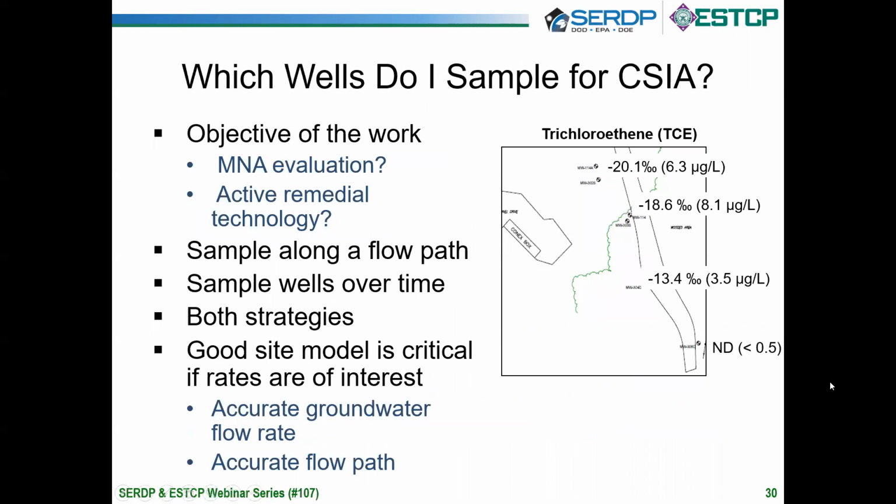Okay, so which wells do I sample? What's a strategy? Part of that has to do with the objective of your work. Is this an M&A evaluation? Is this an active remedial technology? Some of your options include sampling along a groundwater flow path. I'll show you some real data from a site in a second, where you're looking for enrichment as a function of transport and groundwater flow. Another option is sampling an individual well over time, particularly if you have an active technology where you're looking at declining concentrations in a small area or in a batch system. You can employ both strategies.